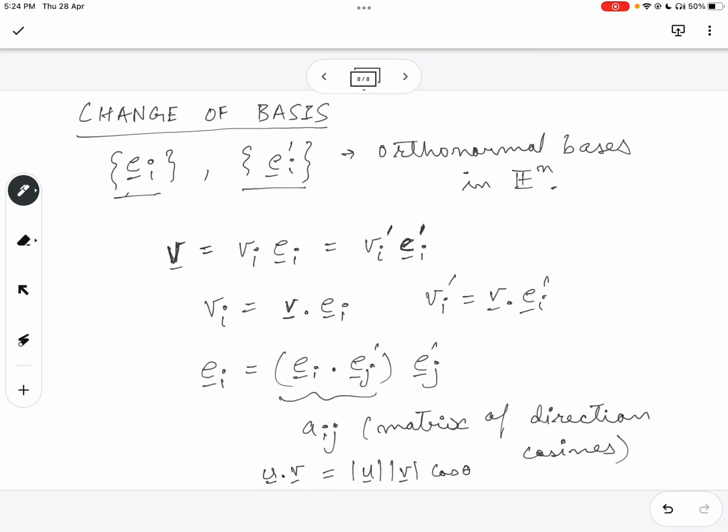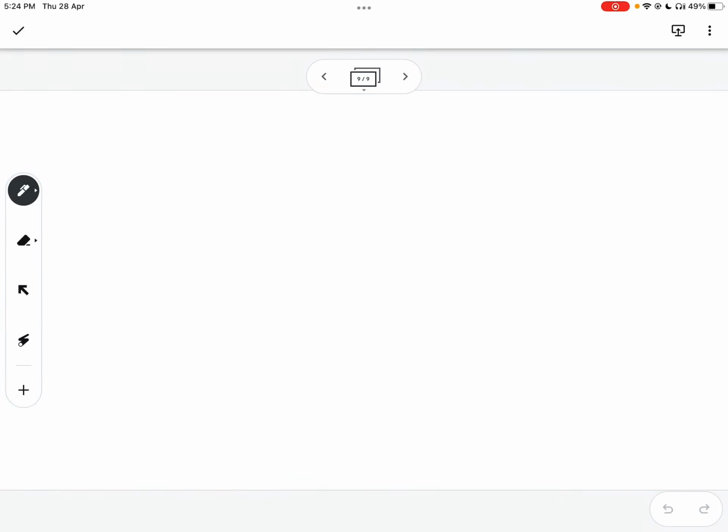between u and v. So Ei dot Ej prime would be norm of Ei, norm of Ej prime cos theta. Norm of Ei is 1 and norm of Ej prime is 1 because they are unit vectors, because they form an orthonormal basis. So this is equal to cosine of the angle theta between them. So that's why they are known as the matrix of direction cosines. Therefore, Ei is equal to Aij Ej prime.